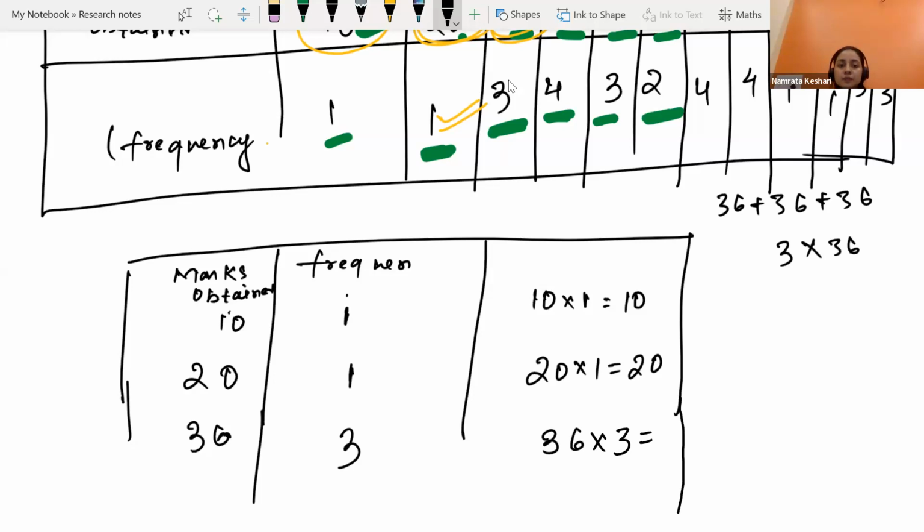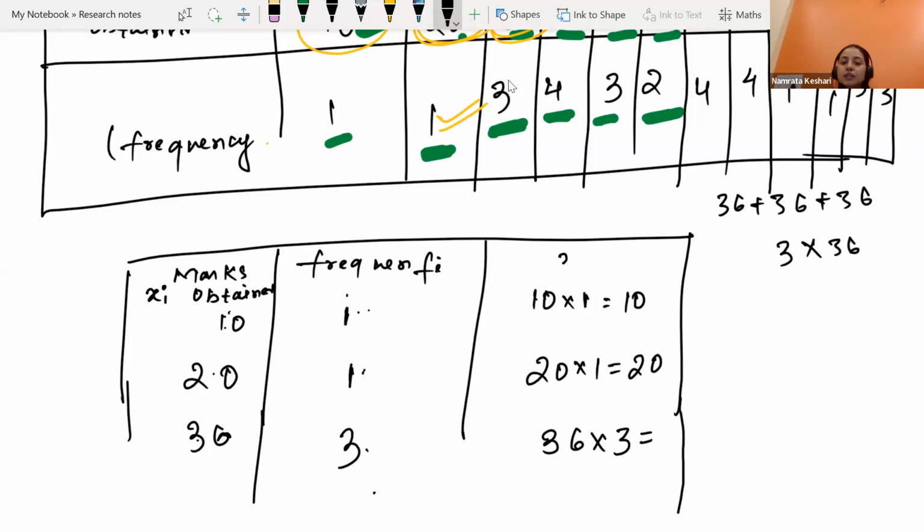And this is the addition of all. Yes or no? Are you getting it? Yes. Okay, so these are the marks. Let's say these are xi. Xi means x1, x2, x3, x4, x5, x6, x7, x8. Frequency means fi. I am writing that, meaning f1, f2, f3, f4. This is how we are going to call it.